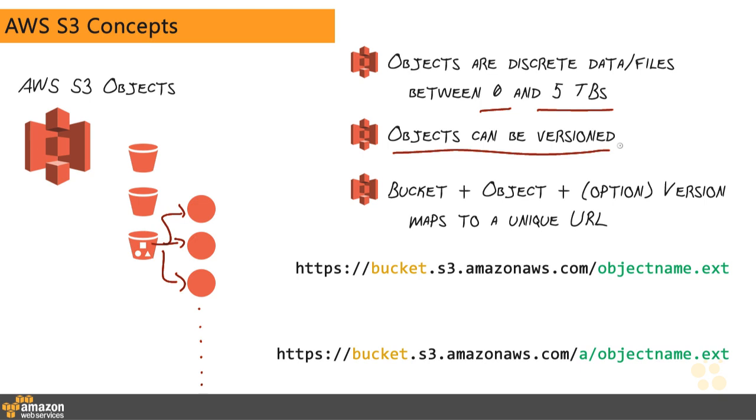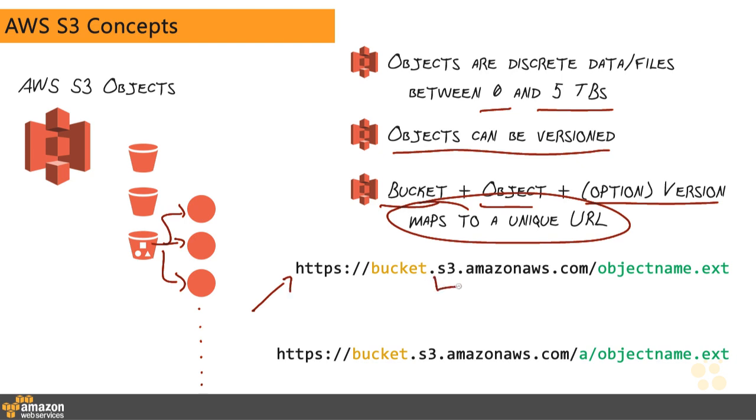Now this is really important. To get to an object, to download an object from Amazon S3, or frankly to upload one, the bucket plus the object key plus the optional version number that we just talked about maps to a unique URL. And this is what that URL looks like right here. The static part, the part of the URL that never changes no matter who's using the service, is s3.amazonaws.com/. That is the domain name for the Amazon S3 service.